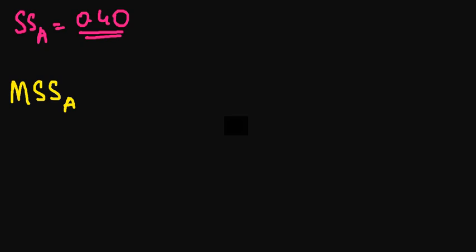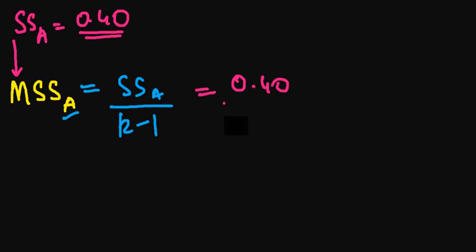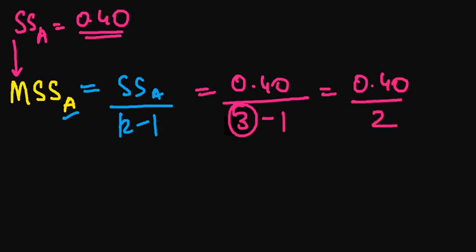Let's do it. The value of SSA is 0.40. Now we are going to calculate the mean sum of squares among. See the difference? The M is added over here, which refers to mean sum of squares, equal to, what is the formula? SSA, since we are calculating among, divided by k minus 1. We will simply do the calculation. 0.40 divided by k, total groups, 3 minus 1. So 0.40 divided by 2. The answer will be 0.20.